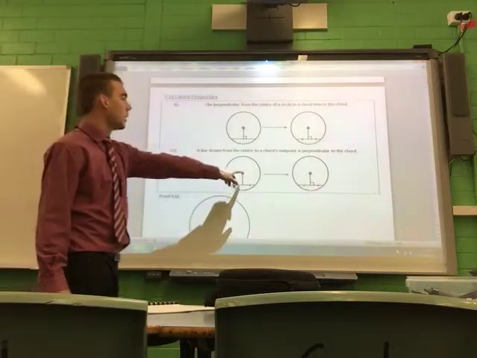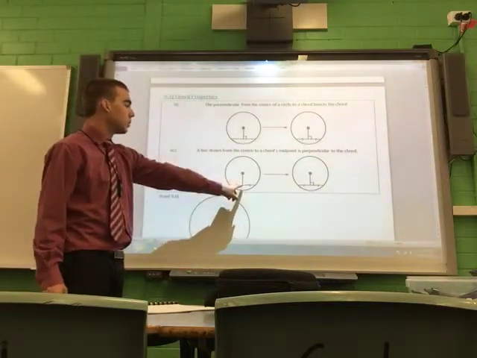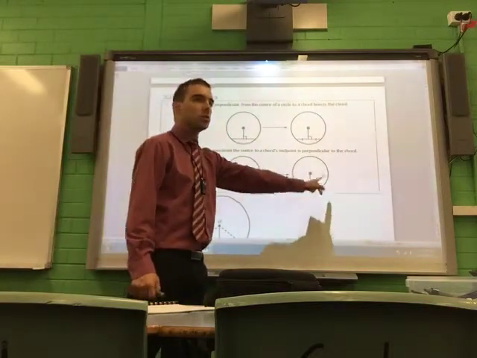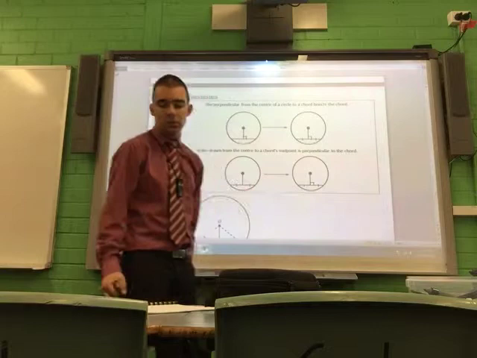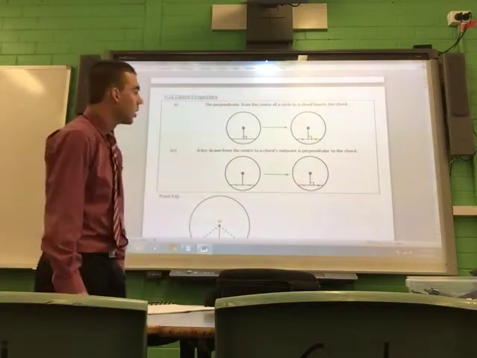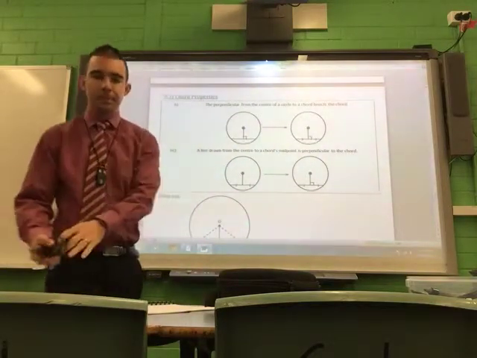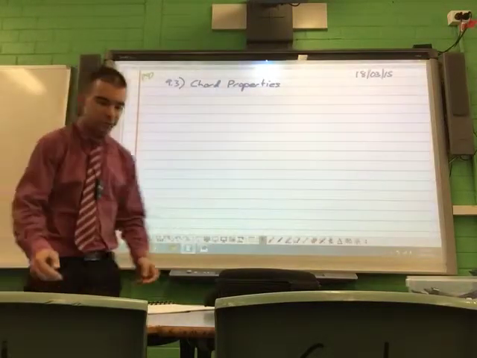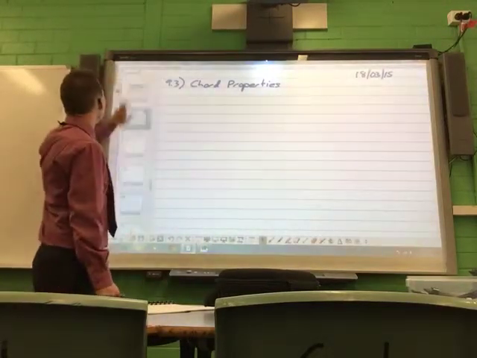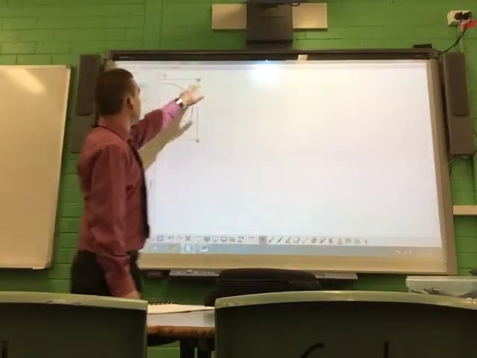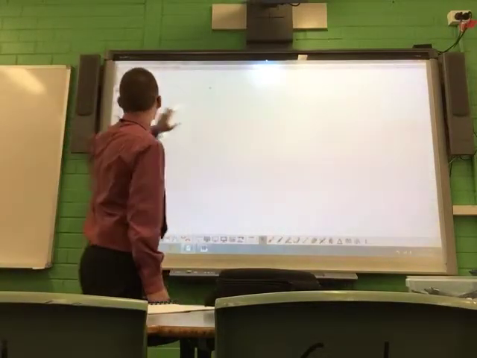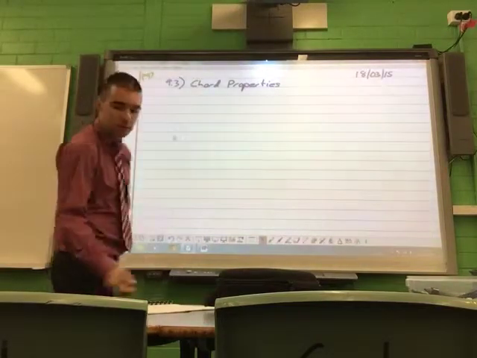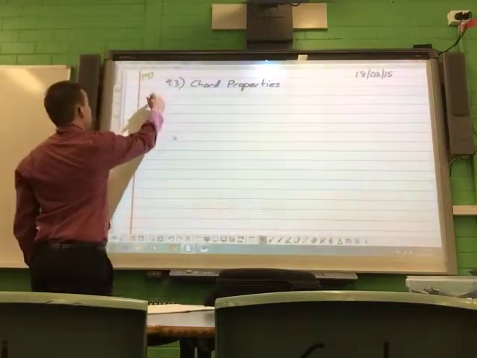So when you draw a line from the centre of the circle to a chord midpoint, that line will be perpendicular. It means to meet at right angles to the chord. Okay, so let's have a look at the proof. Right, so we're looking at proof 9.6.